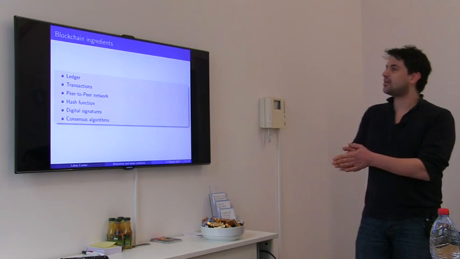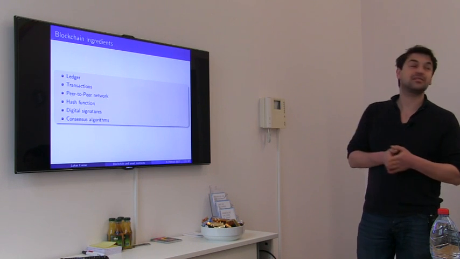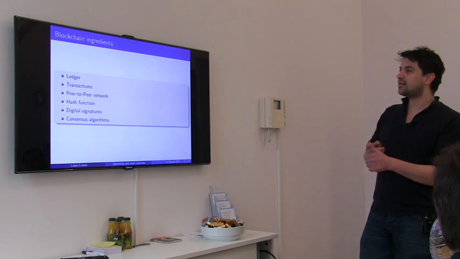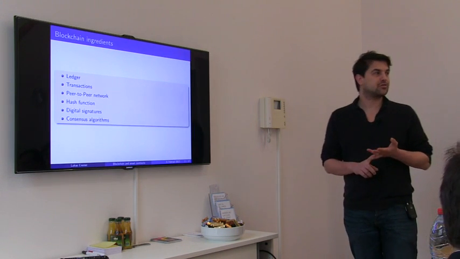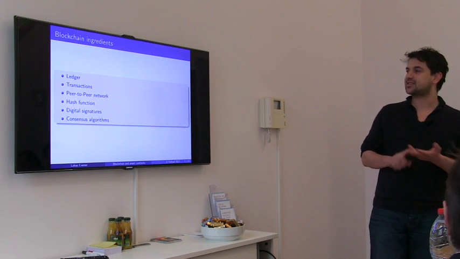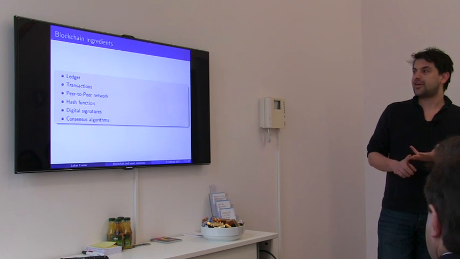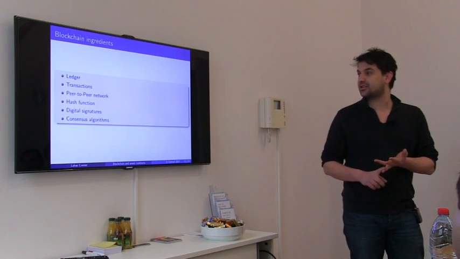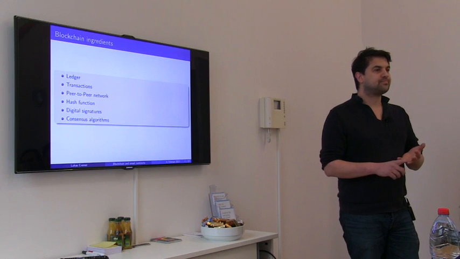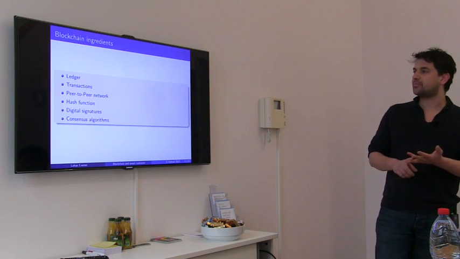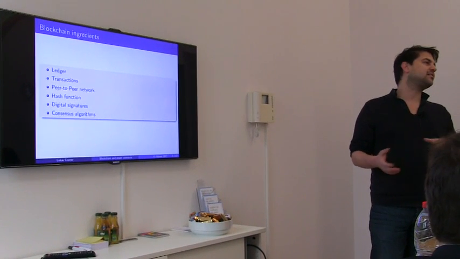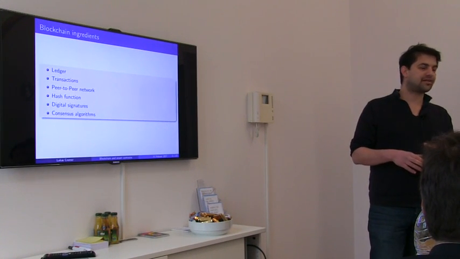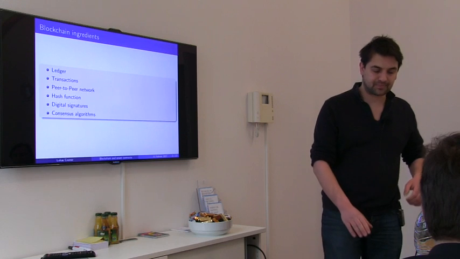We will be talking about the basic ingredients of a blockchain. That's ledger, transactions, the peer-to-peer network. Then the cryptographical basics, that's two things, hash functions and digital signatures. And then the consensus algorithm, which is basically the invention. I can't go into very much technical detail there, but we will take a look at it.